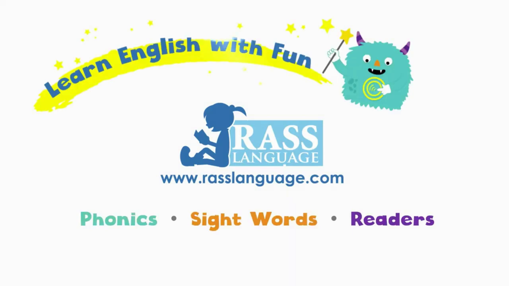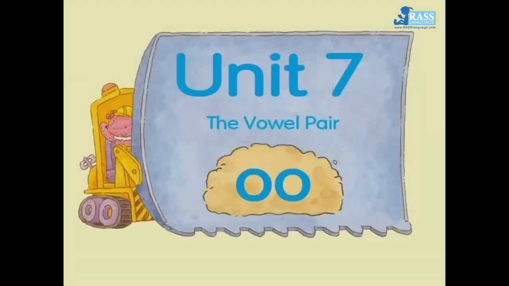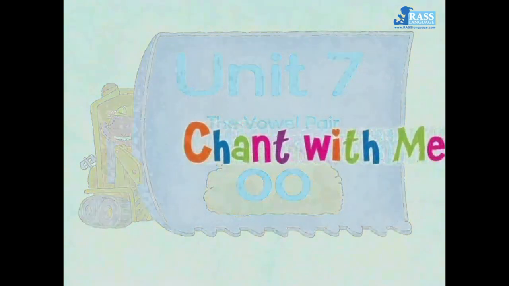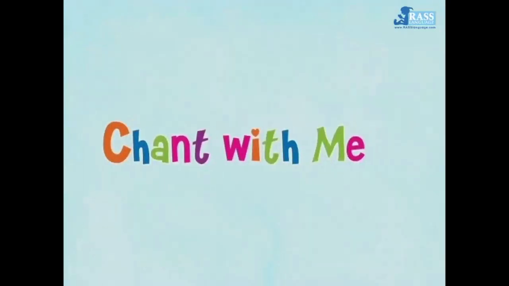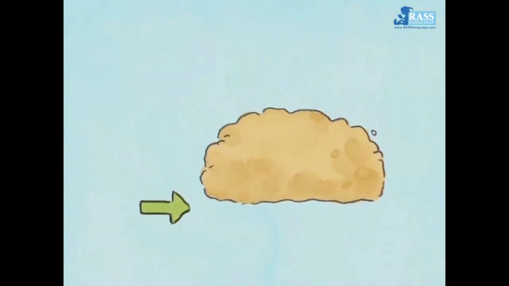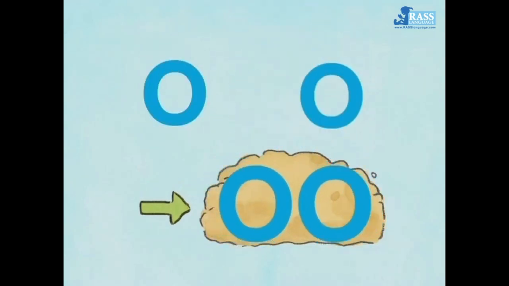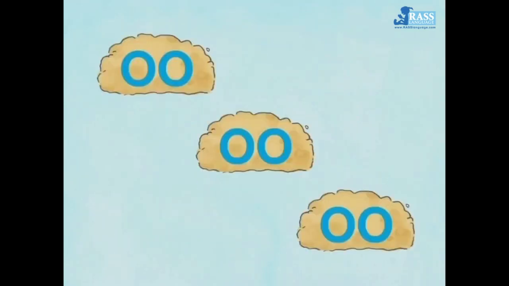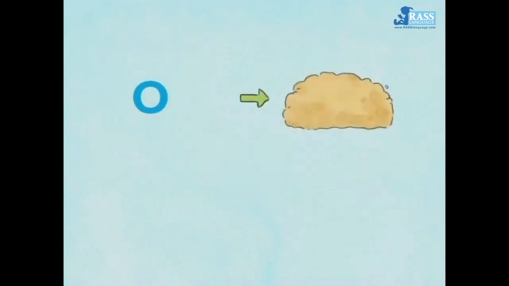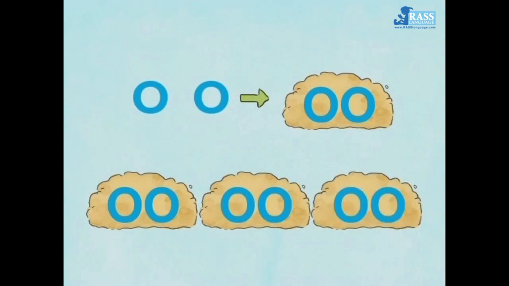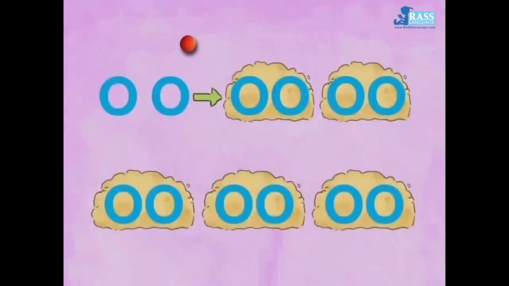RASS Language. Unit 7. The vowel pair, oo. Chant with me. Oo, oo, oo. Now let's chant together. Oo, oo, oo.